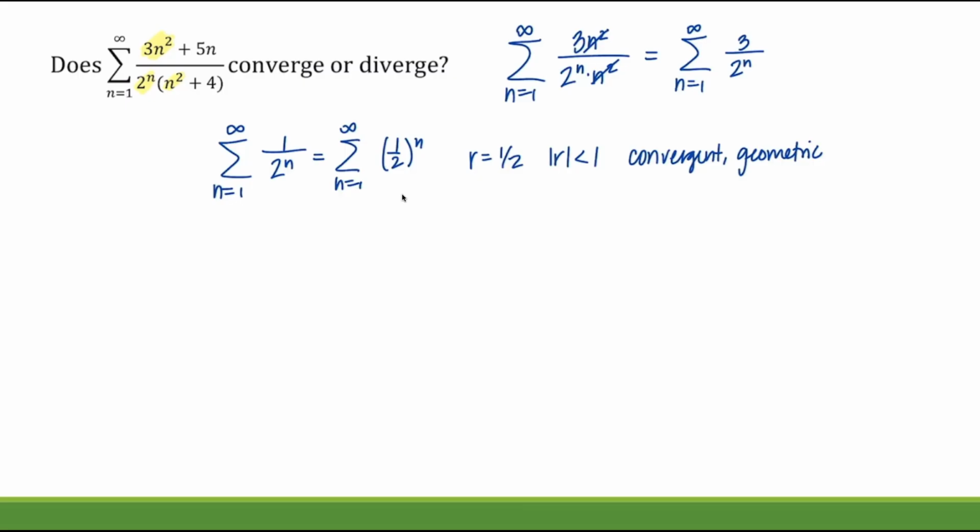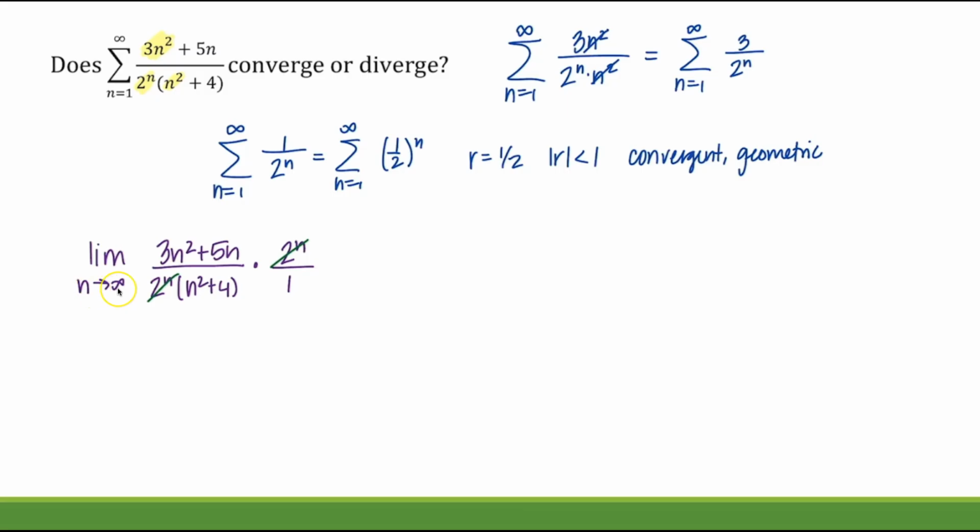And now let's go ahead and take the limit as n approaches infinity of our original general term here. So 3n squared plus 5n over 2 to the n times the quantity n squared plus 4. Now, instead of dividing by 1 over 2 to the n, I'm going to jump straight to multiplying by the reciprocal. So we're going to have times 2 to the n over 1. And so notice what's going to happen is that the 2 to the n's will actually cancel out.